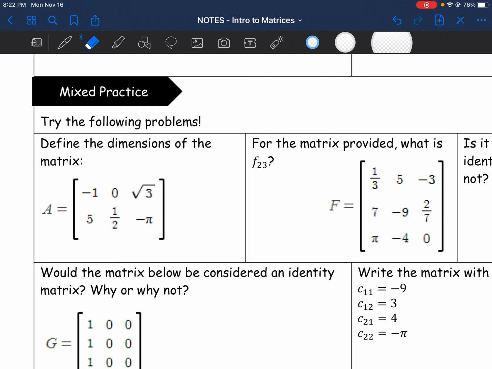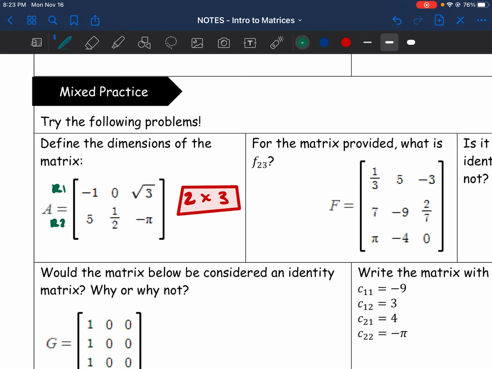Well, we have 2 rows by 1, 2, 3 columns. So this would be a 2 by 3 matrix. And again, I'll just go ahead and put this is row 1, row 2, column 1, column 2, column 3.